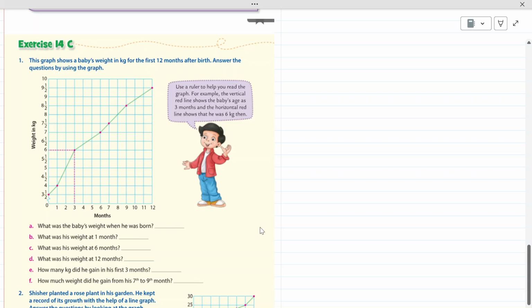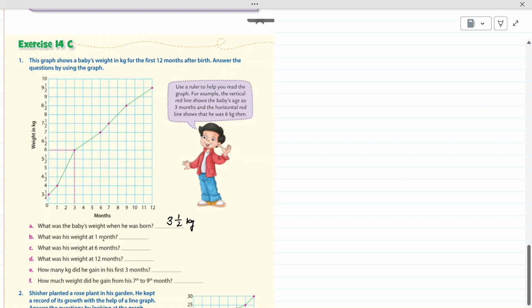This data has been plotted and joined using the line, which shows that the weight of the baby is increasing from 3.5 kg to 9.5 kg over 12 months. So let's see this. What was the baby's weight when he was born? When the baby was born, that is at 0 months, the weight is 3.5 kgs. So I'm writing 3.5 kgs here.